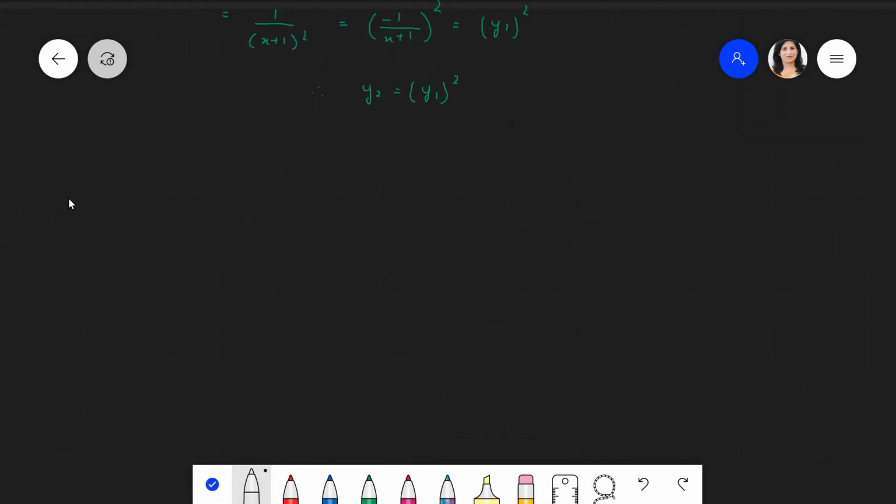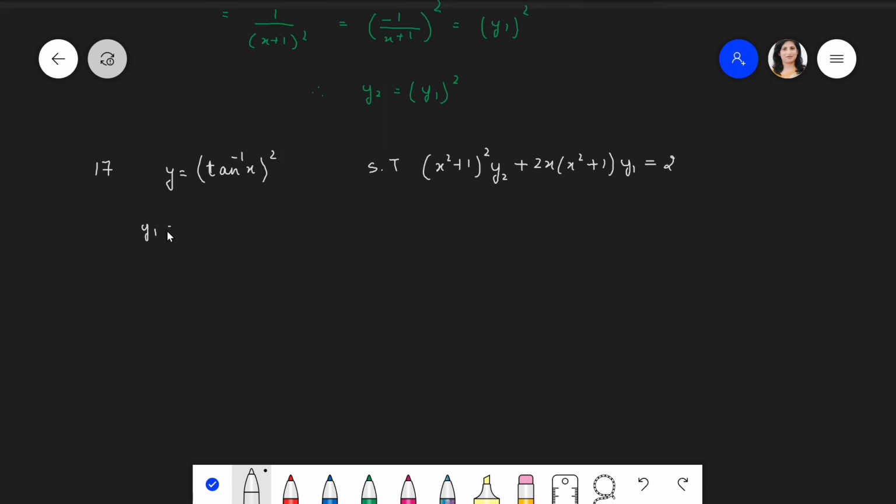The last question from the exercise that we'll try out is question number 17. y is equal to square of tan inverse x, and show that x square plus 1 whole square y2 plus 2x into x square plus 1 y1 is equal to 2.